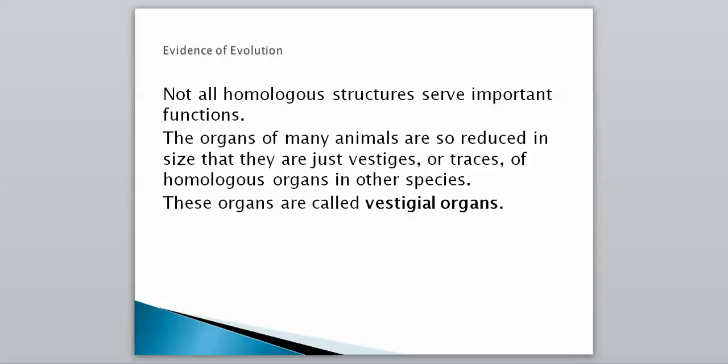However, not all of our homologous structures will serve important functions, so they're not all going to be responsible for a leg. The organs of many animals are so reduced in size that they are just vestiges or traces of homologous organs in other species, and these are called vestigial organs. An example of a vestigial organ in humans now is our appendix. We think that it was probably used more when we would eat more plant matter, and since we don't eat plant matter as much, our appendix is slowly going to wither away. We're not going to have a use for it anymore.